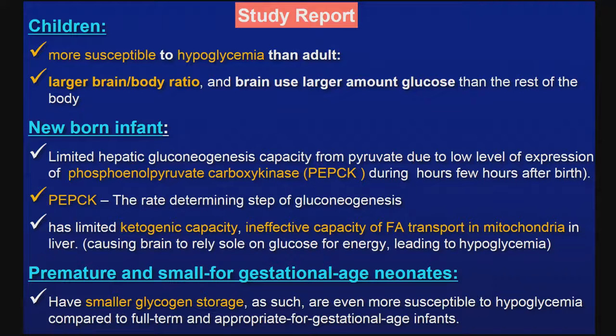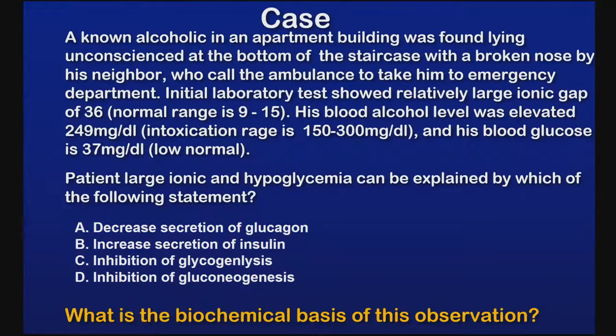Premature babies, those born before term, are even more susceptible because they have a smaller glycogen storage in their liver. So you can imagine, not only does the brain utilize a lot of glucose, but they don't have enough storage. Very quickly they can run out of glycogen, and they are prone to hypoglycemia very quickly that way.